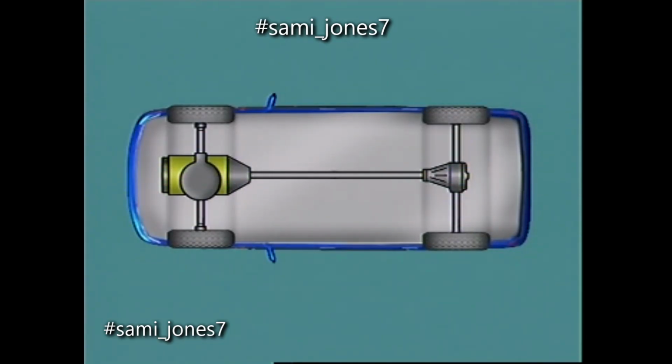Assuming 100% efficiency, the torque applied is 12 times the engine torque, although this is divided equally between the driving wheels.